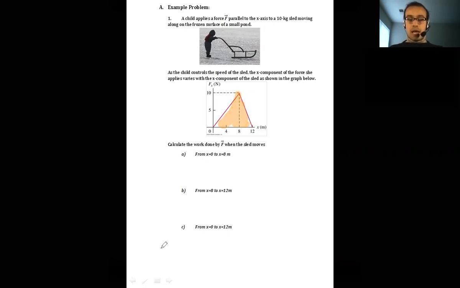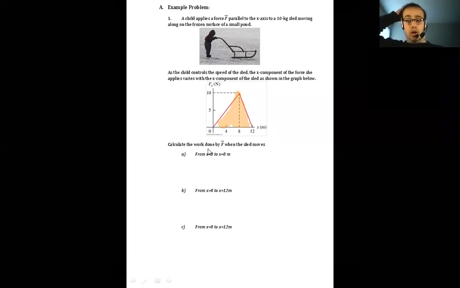Now, we don't have any sort of convenient calculus function that we can use here and take an integral. I know you were all very excited to take an integral. I was very excited to take an integral. But we do have the next best thing that we can do, which is to determine the area of this triangle. So from 0 to 8 meters, we can find the area of a triangle, right?